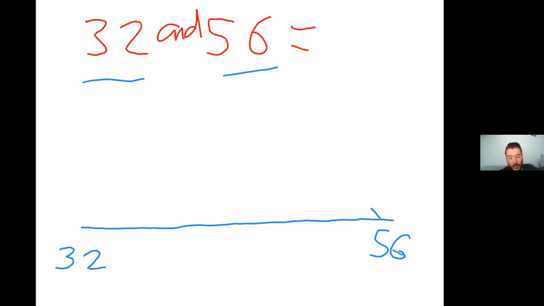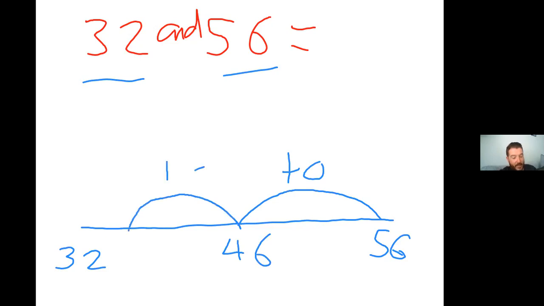So 56, I'm going to always do my tens first. So 56 take away 10 is going to give me 46. Now if I take away another 10, I can do that. That's going to give me 36. Then to get from 36 to 32, it's going to be a jump of 4.